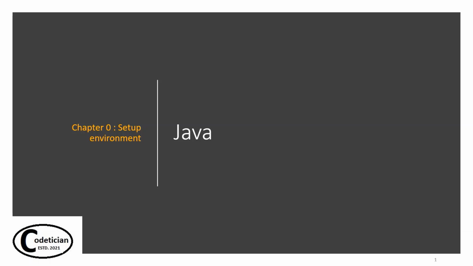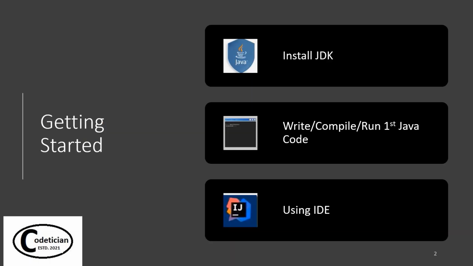In this video, we'll be covering three sections. Section 1 is installation of JDK. JDK is Java Development Kit. We need this to compile and run our Java programs. In the second section, we will cover writing, compiling, and running our first Java code. And in the third section, we'll be showing how to install and use an IDE.